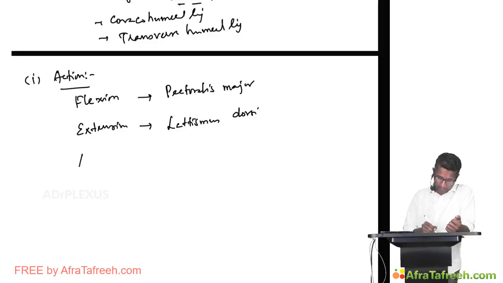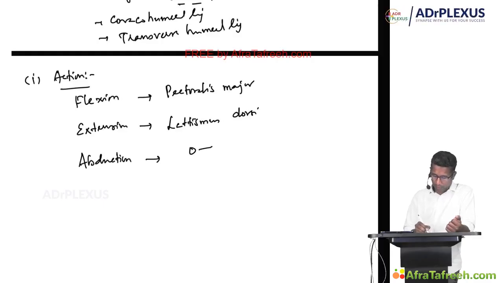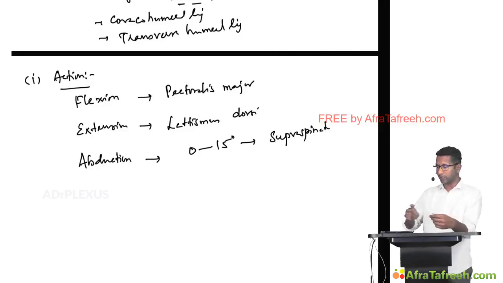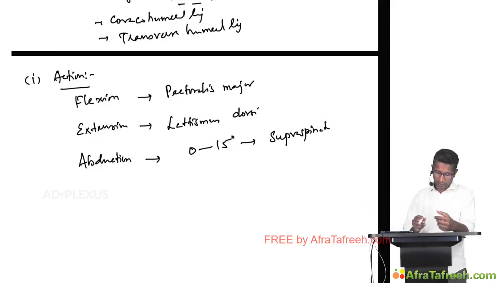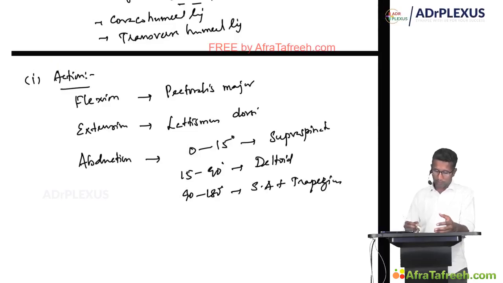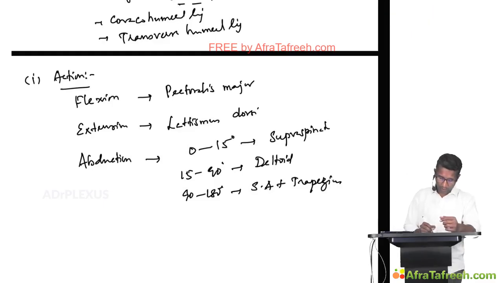Now, the abduction of the shoulder joint is produced by three groups of muscles. From 0 to 15 degrees, the initiation of shoulder abduction is only by the supraspinatus, guys. From 15 to 90 degrees it is by the deltoid muscle, and from 90 to 180 degrees, along with these muscles, the serratus anterior muscle plus the trapezius help in it. So this is a very important topic.